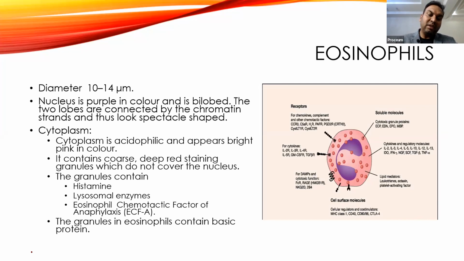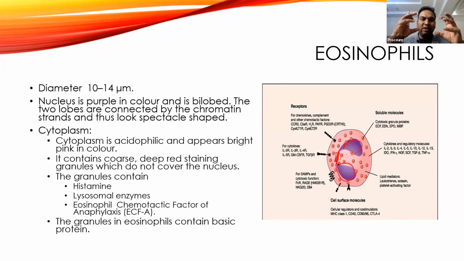So then come to the eosinophils. Eosinophil is another type of granulocyte. It's also similar in size to the neutrophil, and it contains coarse granules. So how do we identify the cells? First, size. Size is similar to that of the neutrophil. Then come to the nucleus. The nucleus is also purple in color, but it contains two lobes, not like a neutrophil that has 3 to 5 lobes. And these two lobes are usually connected with each other by thin chromatin strands.